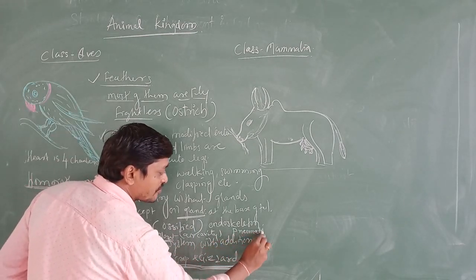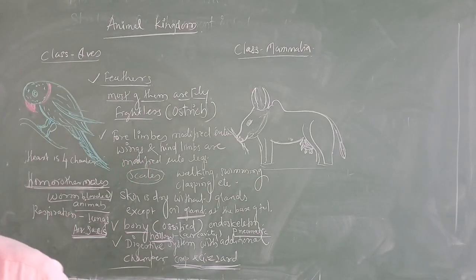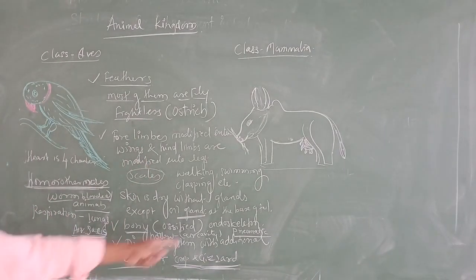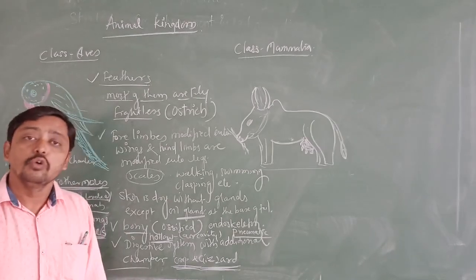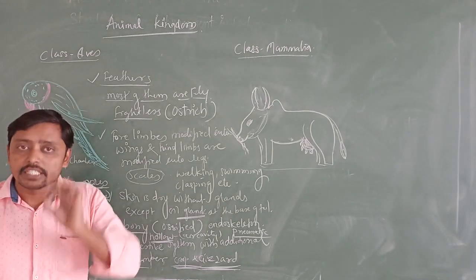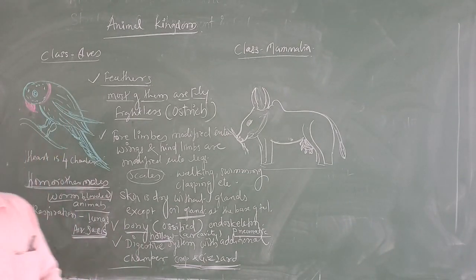pneumatic bones. You can take the pneumatic bones. Spelling it out: P-N-E-U-M-A-T-I-C. This is very important. Pneumatic bones, in the sense bones are hollow with the air cavity. Such type of bones are called pneumatic bones, and these bones are found in aves.